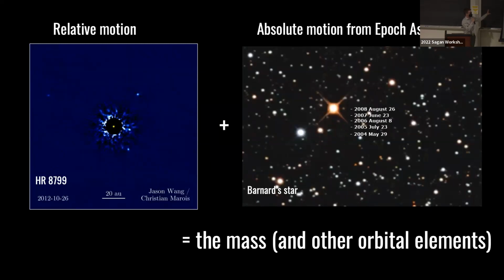So this is HR 8799. The thing on the right is not HR 8799, it's Barnard's star, but it's a very high proper motion source. So you can actually see it with your naked eye over 10 years moving across the sky. So you can combine relative motion with absolute motion of the host star to get the mass and the other orbital elements.